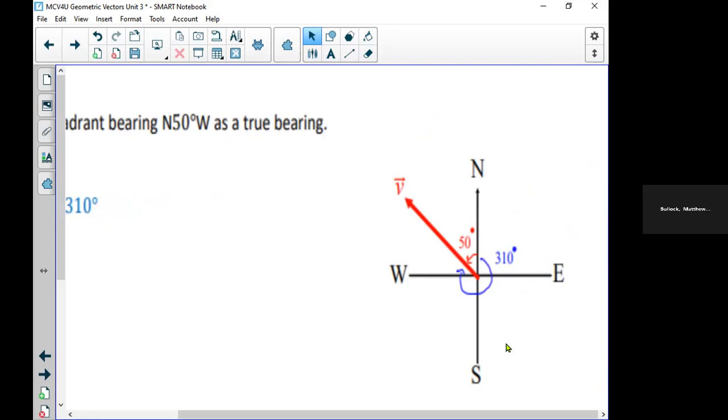But it's asking us to state this as a true bearing. So true bearing is being rotated the opposite direction from north. For this, we need to remember that a full rotation is 360 degrees. So if I add those two angles, 50 plus some angle should be 360, or conversely, you can think of it as 360 subtract 50 to get our true bearing angle of 310 degrees, okay? Both of those are equivalent ways of writing the same thing.